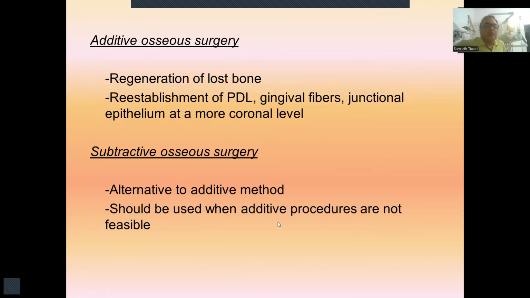Additive osseous surgery causes regeneration of lost bone, re-establishment of periodontal ligament, gingival fibers, and junctional epithelium at a more coronal level. Subtractive osseous surgery is an alternative to the additive method, and should be used when additive procedures are not feasible.